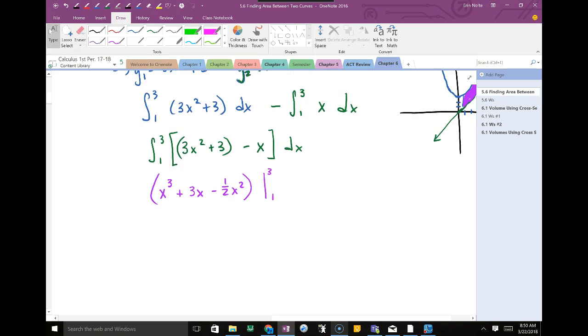All right, now what? Okay, so now I'm going to do top minus bottom. And this is the part that becomes pretty tedious. So we're going to go 3 to the third plus 3 times 3 minus 1/2 times 3 squared, minus 1 to the third plus 3 times 1 minus 1/2 times 1 squared. Okay, so this is where you grab your calculator and you type this in.